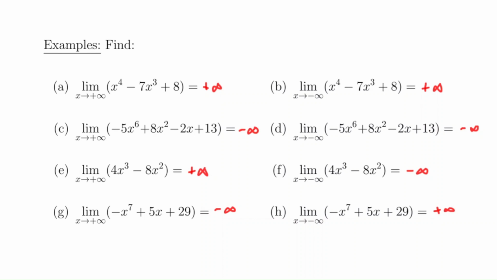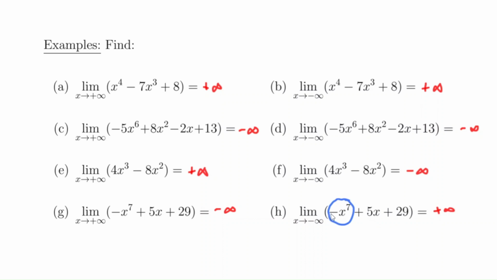Okay, well, here are the solutions. Now, let's just pick one of them and look at it. Notice, for example, on part H here, what's the limit as x approaches negative infinity of negative x to the 7th plus 5x plus 29? Well, again, the leading term is what really matters.